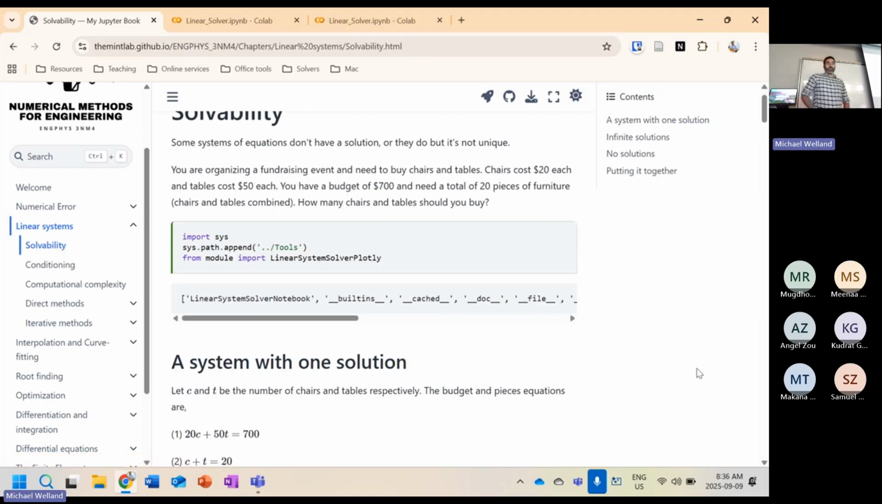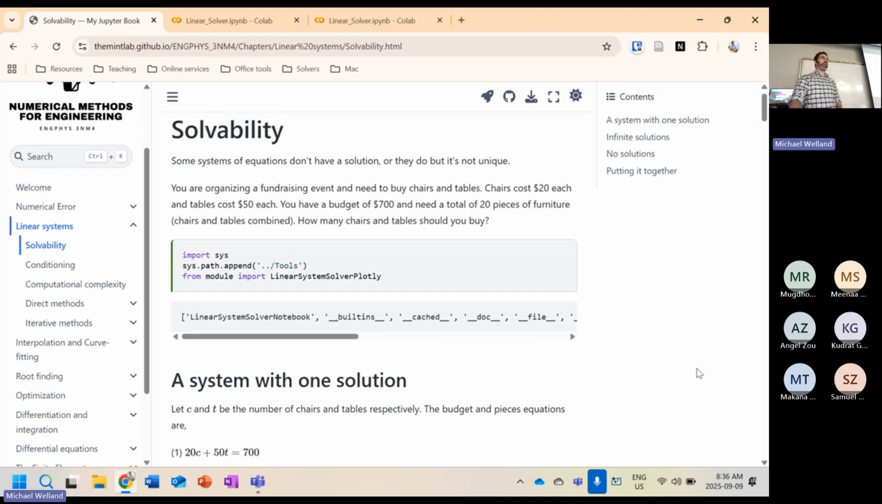Okay, you're organizing a fundraising event. You need to buy chairs and tables, right? Chairs cost 20, tables cost 50. You have a budget of 700. Right? And a total of 20 pieces of furniture need to be bought in total. How many chairs and tables should you buy? Right? This is kind of standard linear algebra, right?